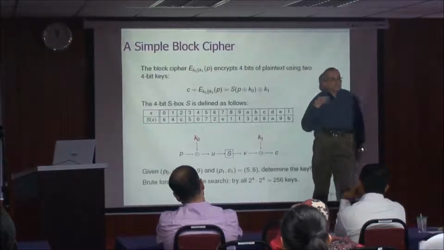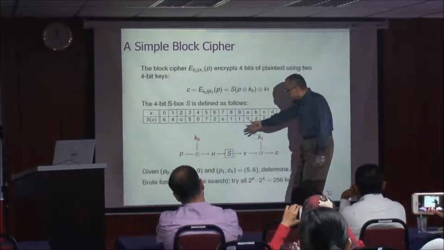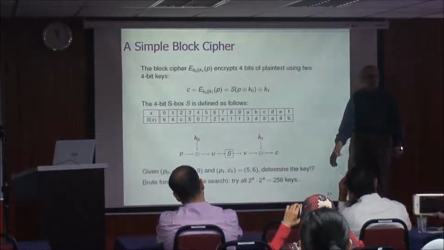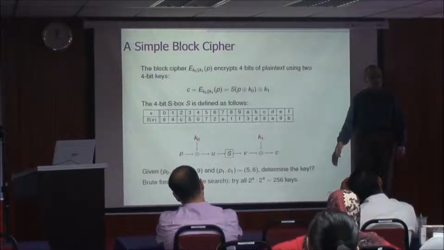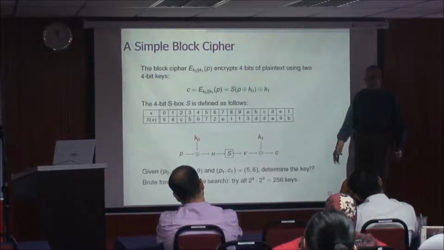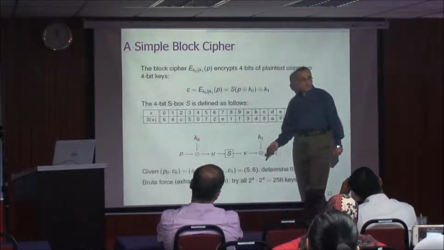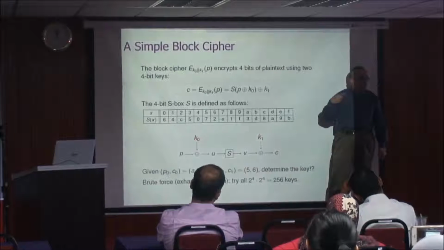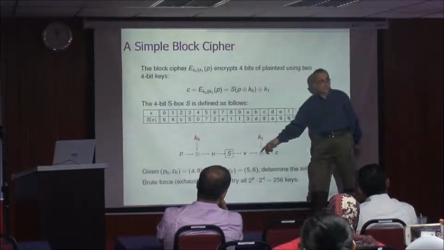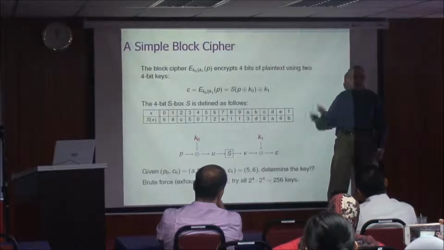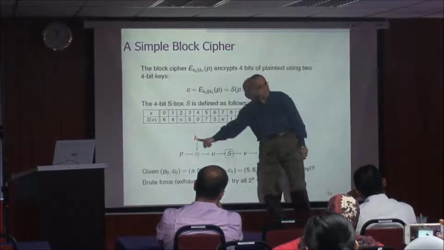So if you try to exhaustively search for the right key, if I give you some plain text and the corresponding cipher text, how many key guesses do you need in order to break this toy cipher? This is 4 bits and this is 4 bits. So what is the total number of keys that you need to try in order to break this one, in a very naive way? 2 to the power 8, right? So just do an exhaustive search over all the combinations of K0 and K1.